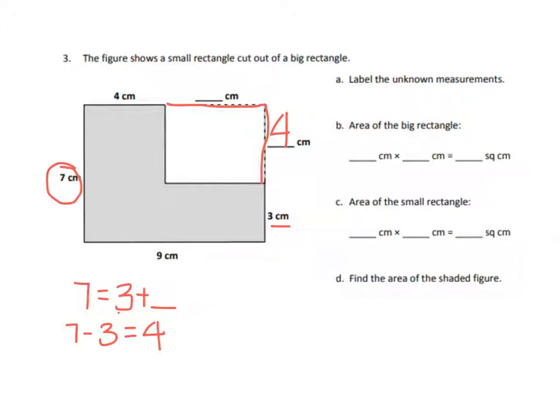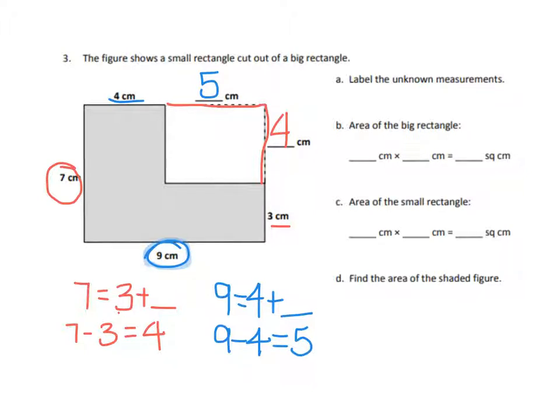Now let's take a look at the length. I see that the total of the length is 9 centimeters. So if the total is 9, one piece of it is 4 plus another piece that I'm not sure about. So I'm going to take 9 and subtract 4 to find that unknown piece, which would be 5.